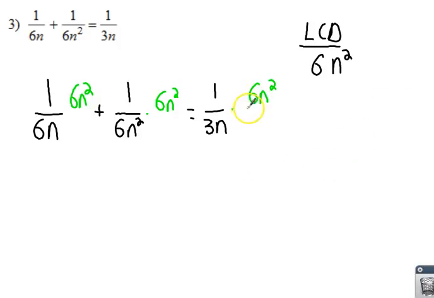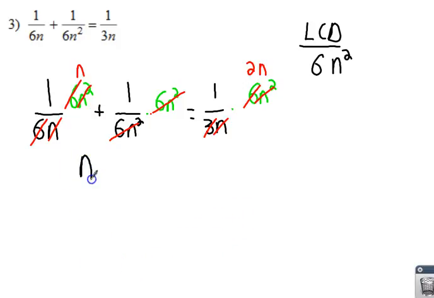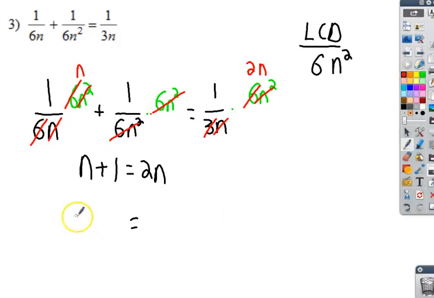3 divided by 6. It's going to be 6 divided by 3. That's a 2. N squared divided by n. That leaves me with an n. 6n squared over 6n squared. Bye-bye. 6 divided by 6. Bye-bye. N squared over n. N. Now, after all that variable carnage, what do I have left? I have an n plus 1 equals 2n. Well, in that case, I'm just going to go ahead and subtract myself an n from both sides.